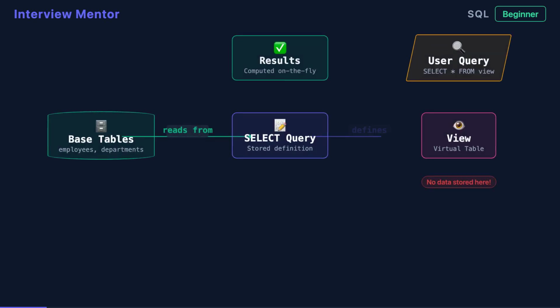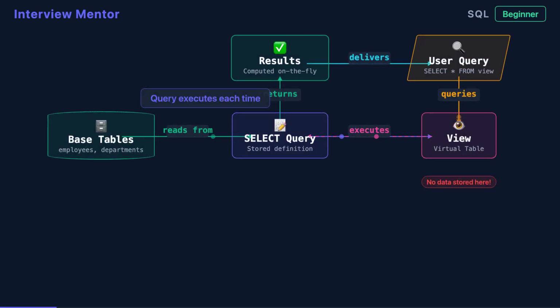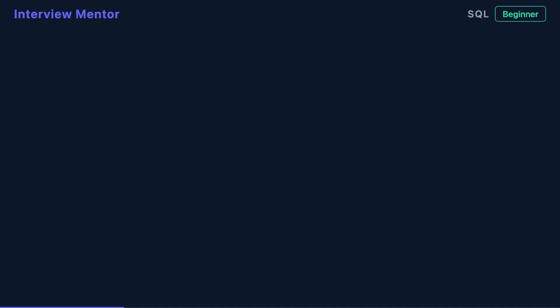A view is a virtual table based on the result of a select query. Unlike a physical table, a view doesn't store any data itself. Think of it as a saved query with a name. When you query a view, SQL executes the underlying select statement and returns the results on the fly. It's like a window into your data, not a copy of it.